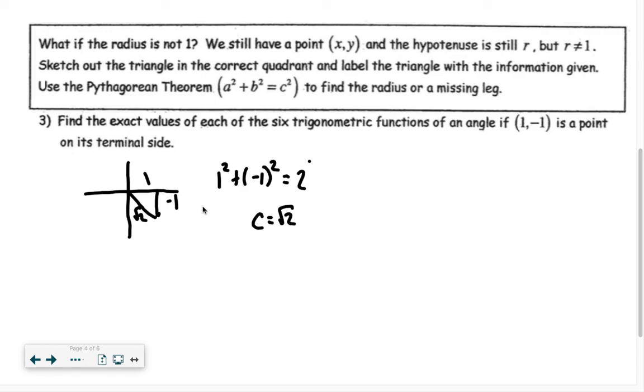If you were to find a similar triangle to it, remember similar just means the same angles, just different size and different sizes of sides. If you divide everything by √2, the hypotenuse is 1. So if you divide by the hypotenuse, you're going to get back to the unit circle triangle version. 1 over √2 is, if we rationalize this, √2 over 2.